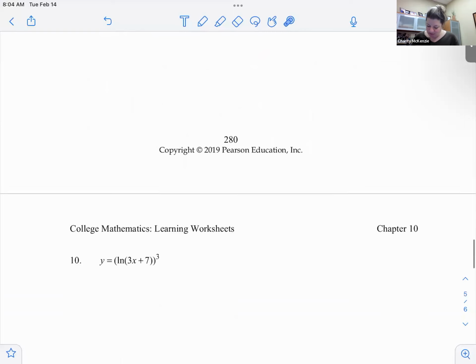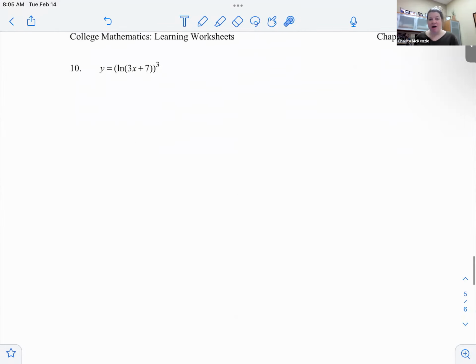Okay, chain rule. Yes, we need to do a log. And a log's another one that we really need to cover. So we're looking at this. It's a log to the 3rd power. So that's a little tricky. What is the outside? Let's write our y. Y equals our outside is u to the 3rd. It's the whole idea of that thing to the 3rd. Our inside is the log of 3x plus 7.